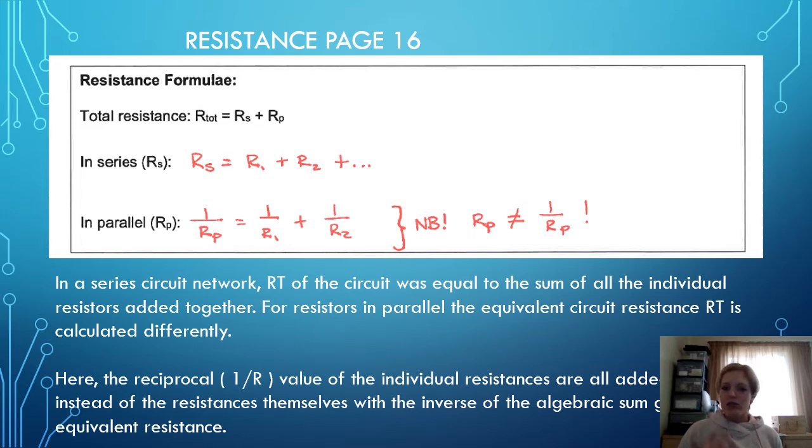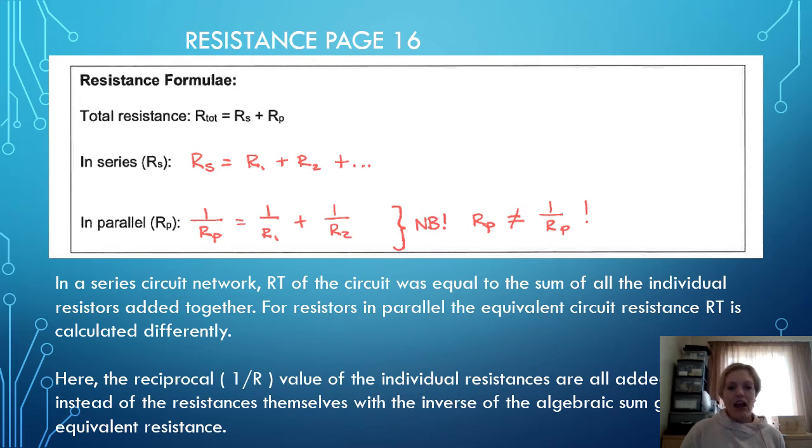So like I said before, a series network tends to be a lot easier. All we do is add up the resistors. It's a sum thereof. And then in the parallel, the equivalent circuit resistance is calculated differently. So it is the reciprocal, 1 over R value, of the individual resistances all added up. Okay. So resistance in parallel is different to 1 over RP. And you'll see this when we do little exercises. So make sure that you fill this in.